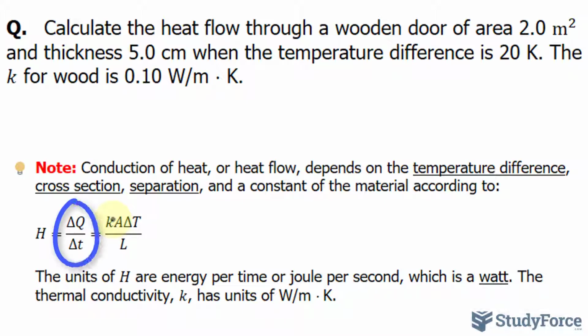And if you take a look to the left of this expression, you have delta Q over delta T. The units for delta Q are joules. That's the change in thermal energy. And the units for time are in seconds. So watts is the same thing as saying joules per second.